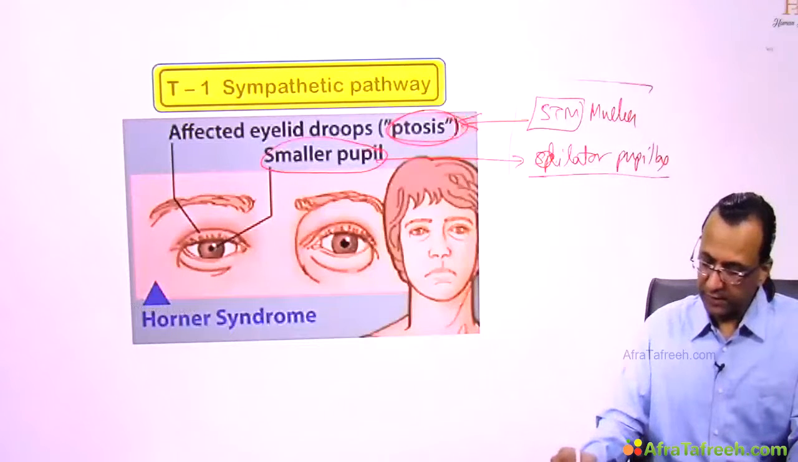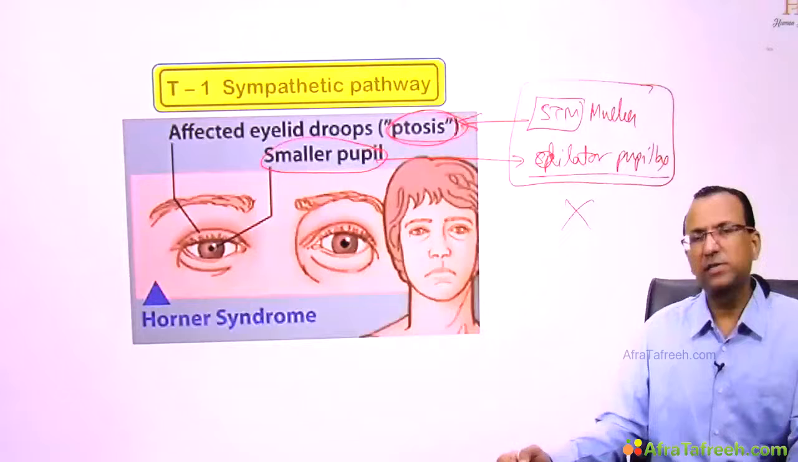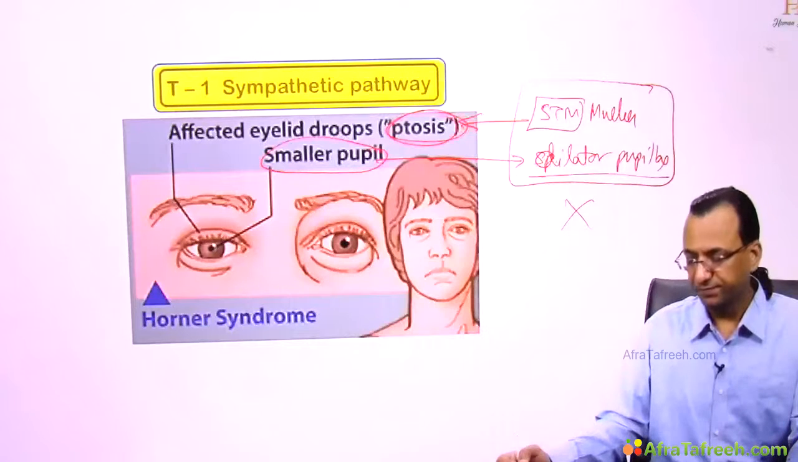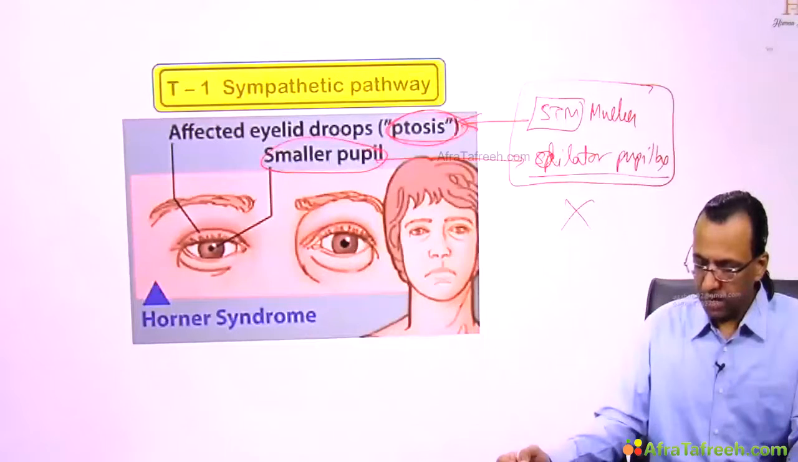Okay, these 2 muscles are paralyzed. Yes. And the other muscles become more powerful. What about the claw hand deformity?